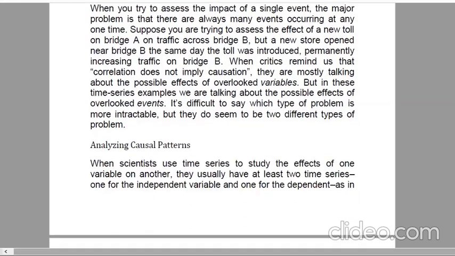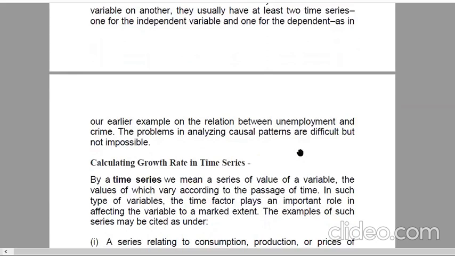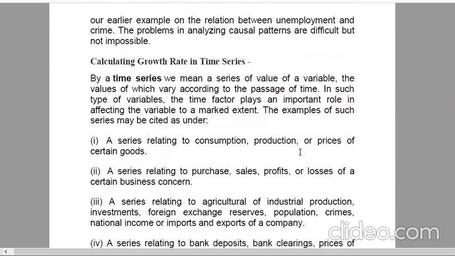Right now, another one, analyzing causal patterns. So there is also an example here. When scientists use time series to study the effect of one variable on another, they usually have at least two time series, one for the independent variable and another for the dependent variable. As in our earlier example on the relation between unemployment and crime, the problems in analyzing causal patterns are difficult but not impossible.